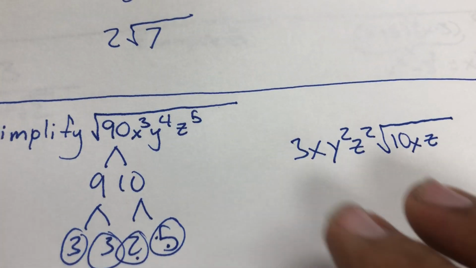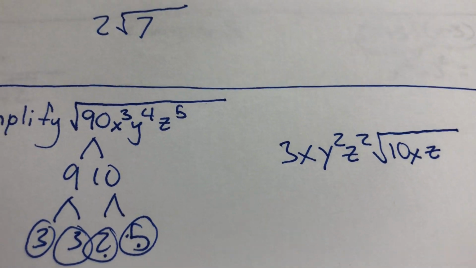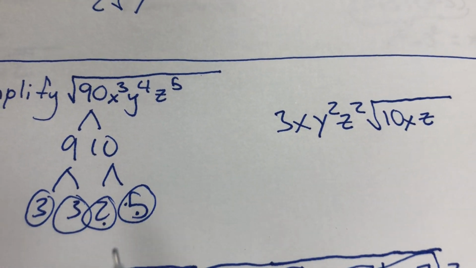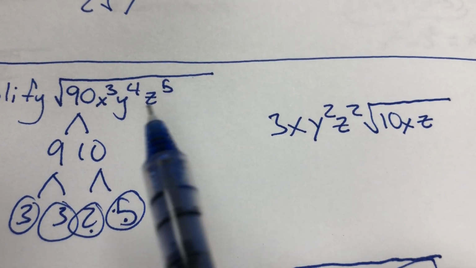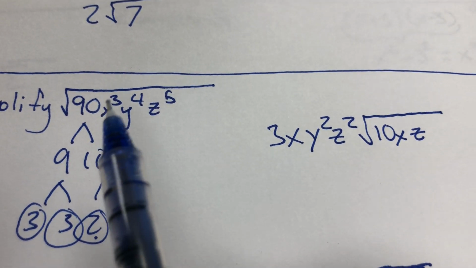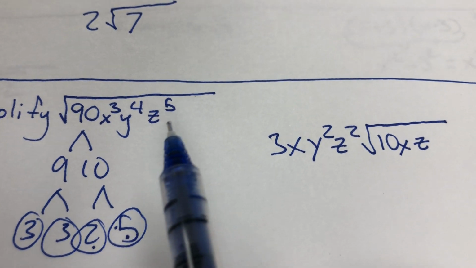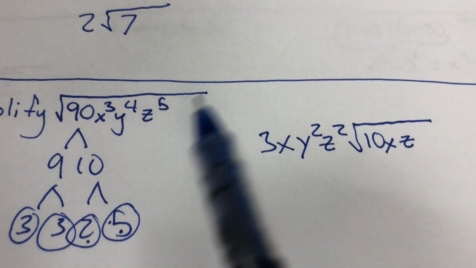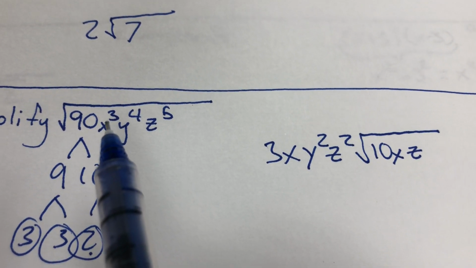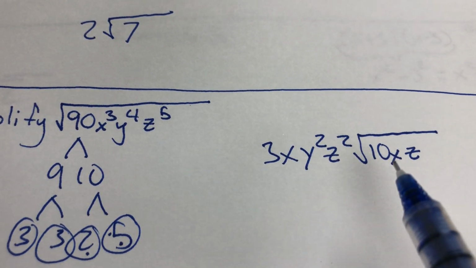You could do this at a glance. Now the 90, that's going to take you time to do in your head, so you have to do the tree. But these exponents right here, all you have to do is divide all of them by 2. And the answer comes to the outside. And the remainder stays inside. So what's 3 divided by 2? It's 1 with a remainder of 1.